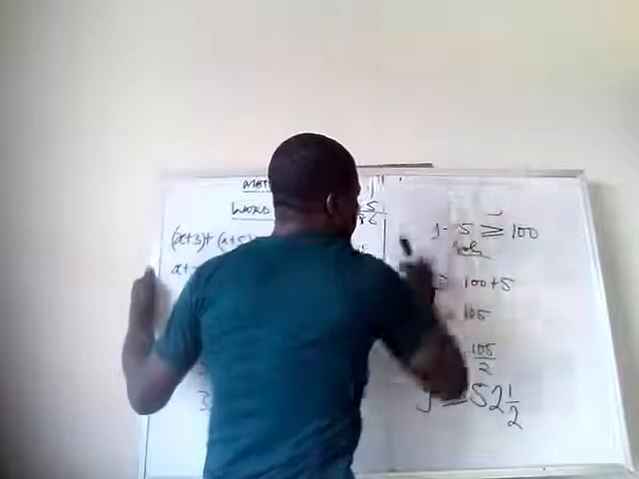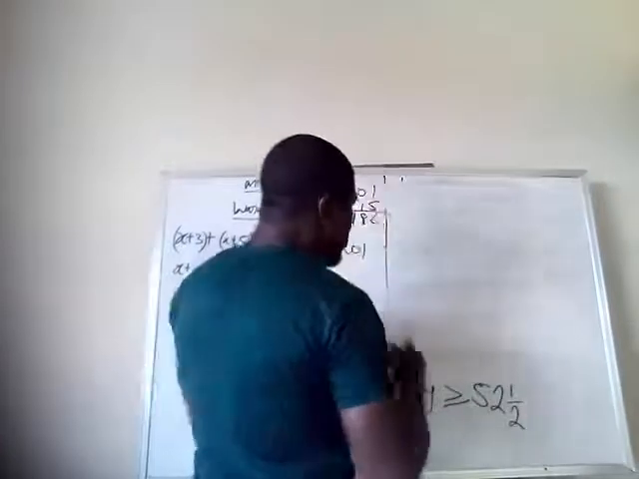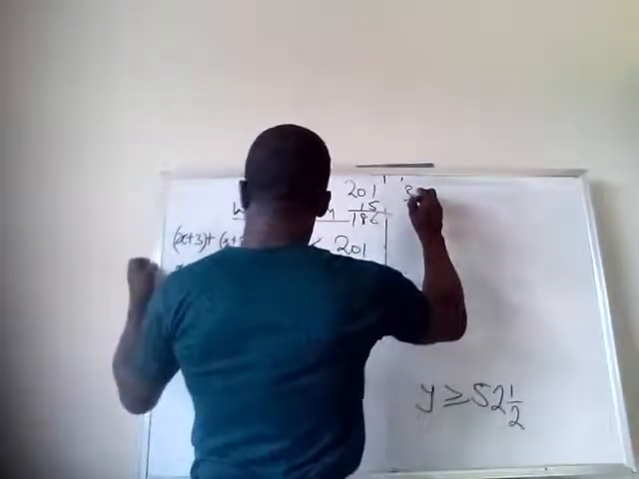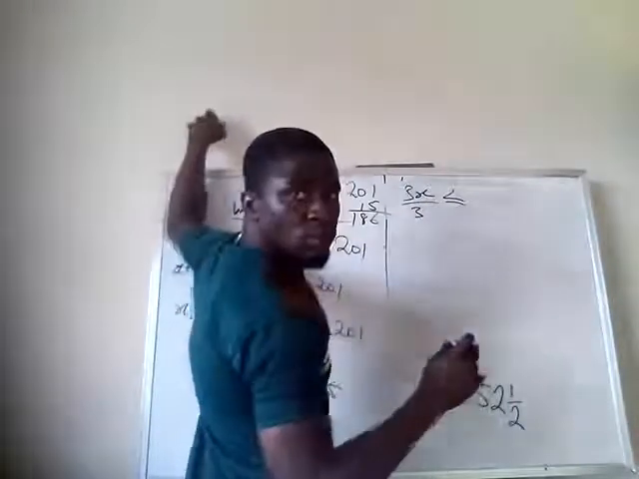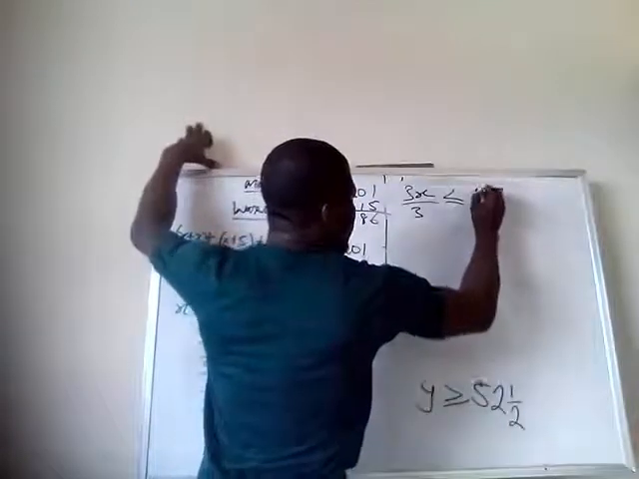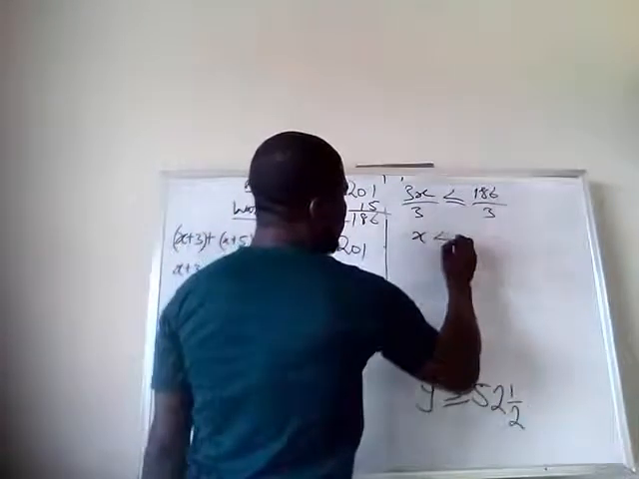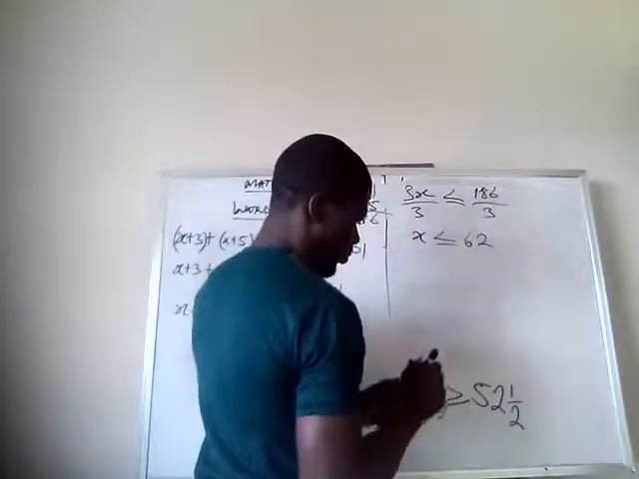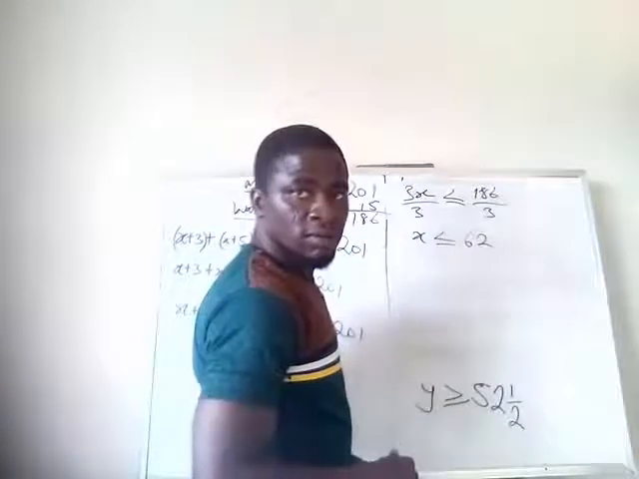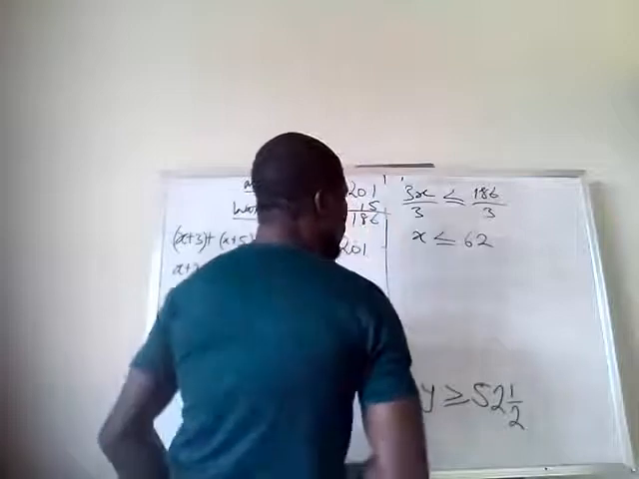When you divide both sides by 3, you have 3x over 3 is less than or equal to 186 divided by 3. So we have x is less than or equal to 62. x is less than or equal to 62 is our final answer.